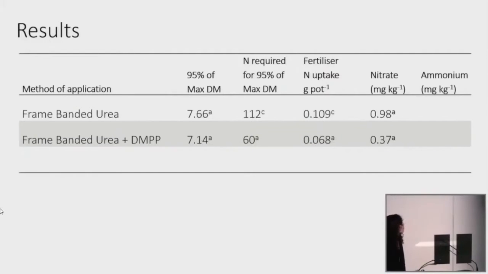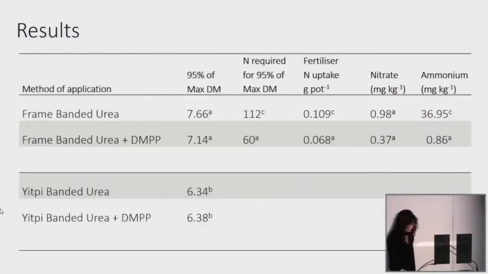There was no significant difference between residual nitrate 52 days post-harvest. However, the residual ammonium was significantly higher for the higher nitrogen rate. When we consider Yitpi, there was also no significant difference in shoot dry weight in response to banded urea treatments. However, the nitrogen required to produce 95% of maximum shoot dry weight was significantly less when urea was banded.